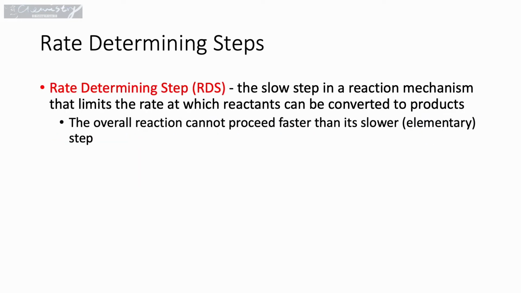And lastly, the idea is the rate determining step. This is the slow step of the reaction. The reason why it is considered rate determining is because the overall reaction cannot be faster than the slowest elementary step. That's why it's called the rate determining step.